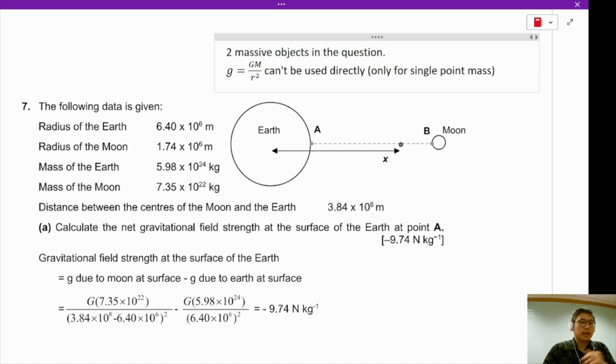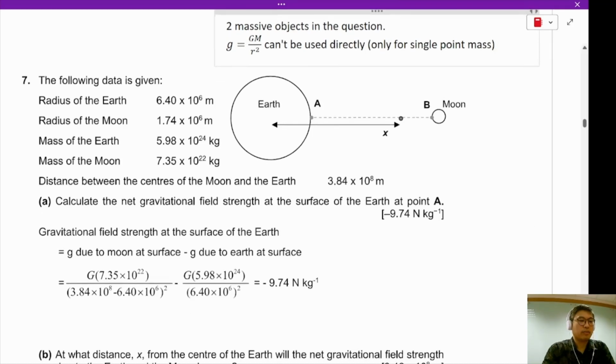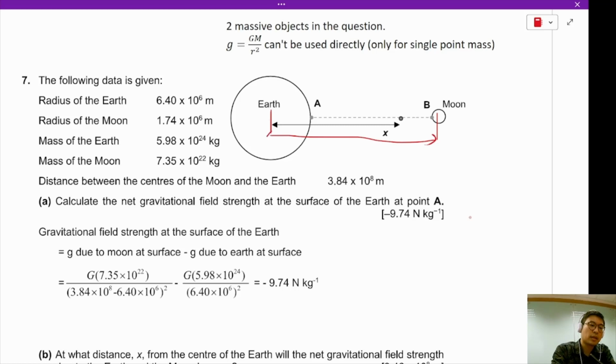Now, let's take a look at the data very carefully. The following data is given: radius of the Earth, radius of the moon, mass of the Earth, mass of the moon, and distance between the center of the Earth and the moon. So this is the distance between the center of the Earth and the moon. Okay? Now, calculate the net gravitational field strength at the surface of the Earth at point A.